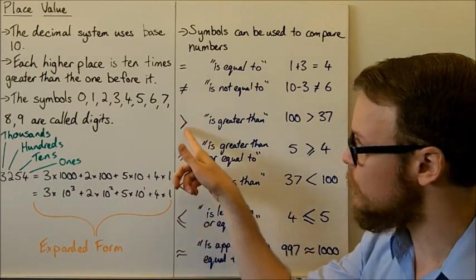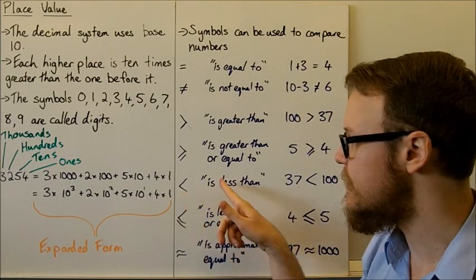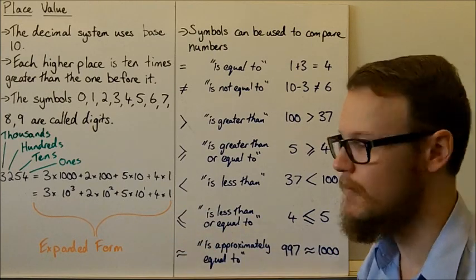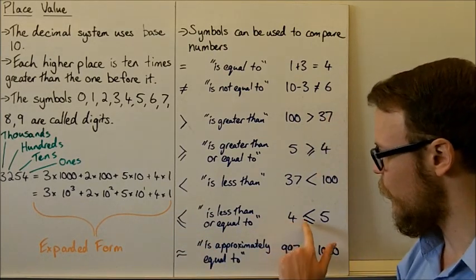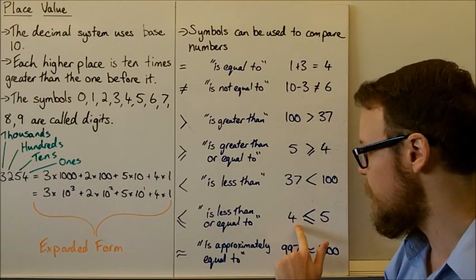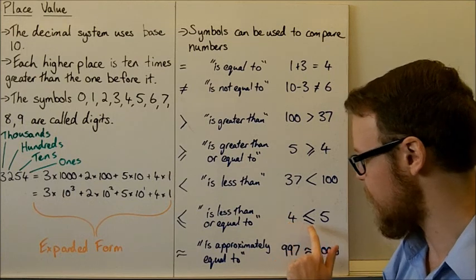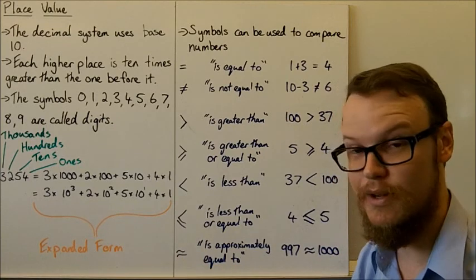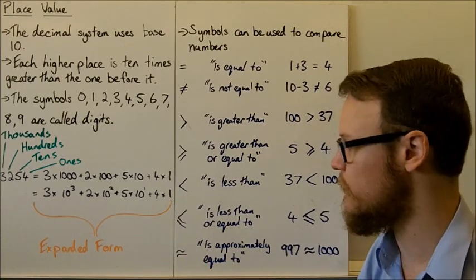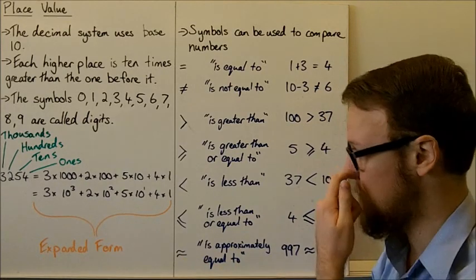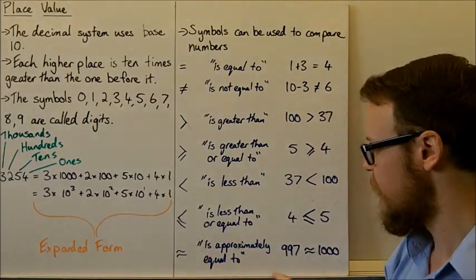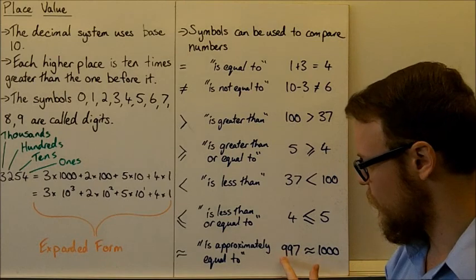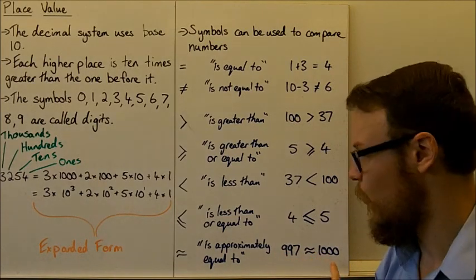This symbol here, which is the reverse of the is greater than symbol, means is less than. So 37 is less than 100. If we put that line underneath, that means is less than or equal to. So we can write here 4 is less than or equal to 5. It would be true as well if we put a 5 here. 5 is less than or equal to 5 as well. So that's true as well. And look, this symbol here, which looks a bit like 2 squiggly lines for an equal sign, means is approximately equal to. So if we're looking at rounding or estimating, we can sometimes use this. So 997 is approximately equal to 1,000.